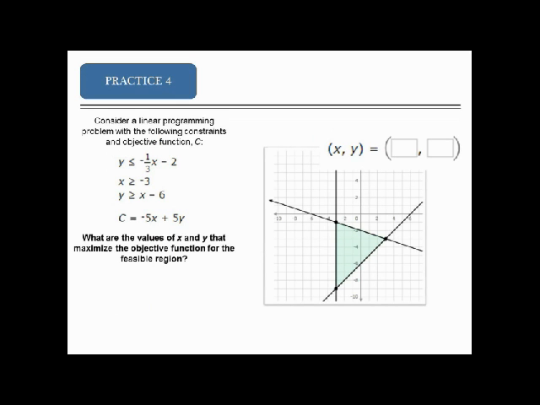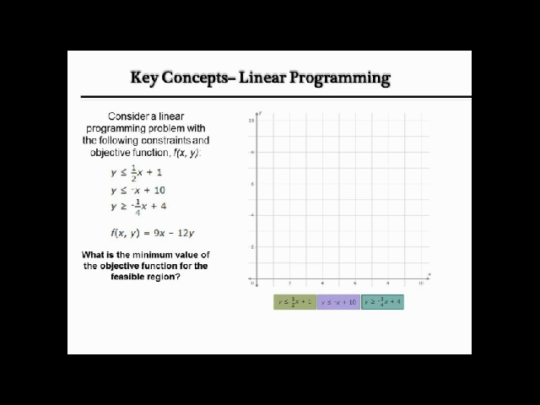Here's your practice 4. The last 2 practice problems you're going to do are a little different, at least in IXL. So again, we have our 3 constraints. They are inequalities. We have our objective function, which is f of xy. It equals 9x minus 12y. They want to know the minimum value, which means we're just going to plug the numbers into x and y and find out the value.